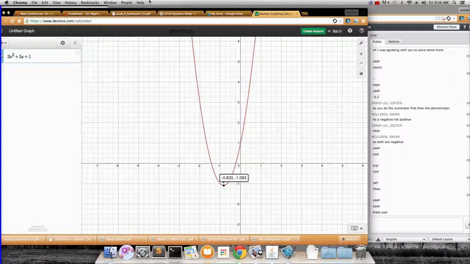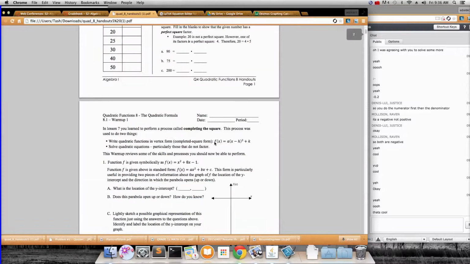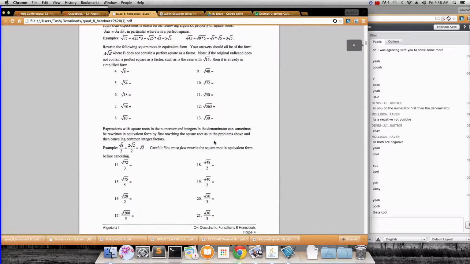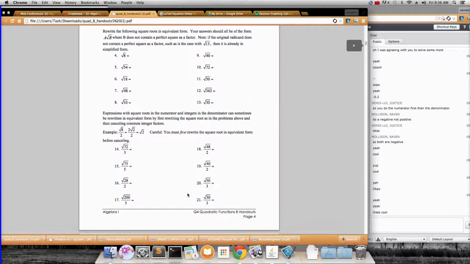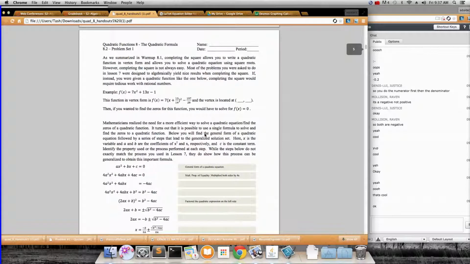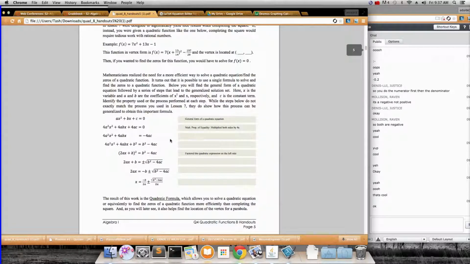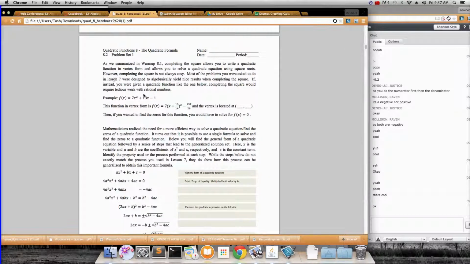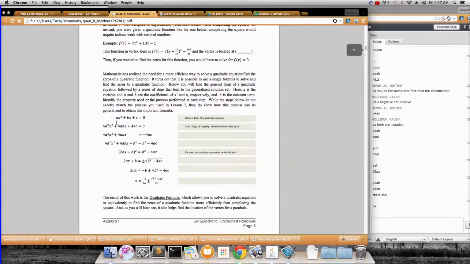All right. Let's continue on with our lesson. So I showed you how to do this. That's reducing the fractions to be something a little bit nicer. And then look what they did for us over here in problem set 1 of quadratics 8. They solved for us the quadratic equation. They proved to us where it comes from.